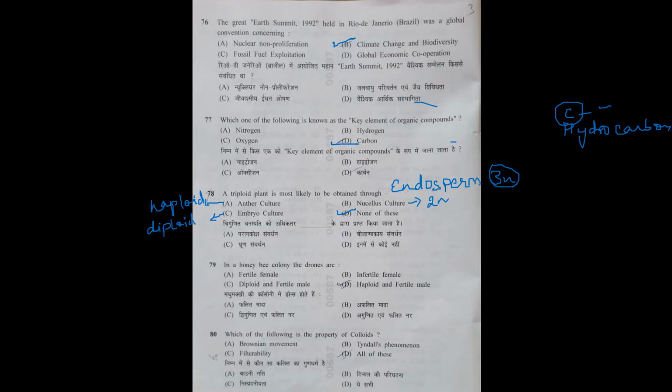Next question is, in a honeybee colony the drones are actually haploid and fertile male. So in a honeybee colony there are males and females. Males are basically haploid and fertile, and among the females we usually have one queen per hive, and all others are workers.